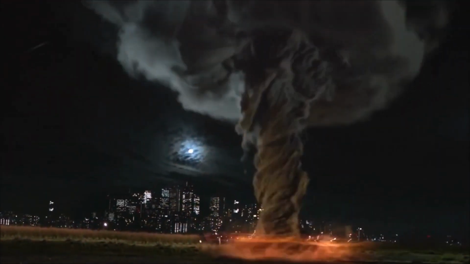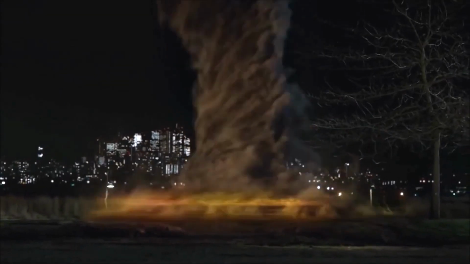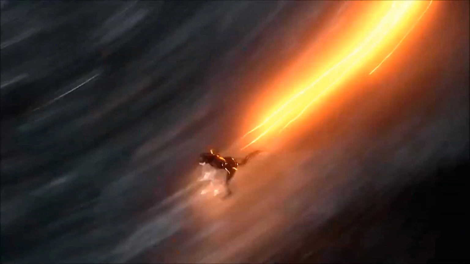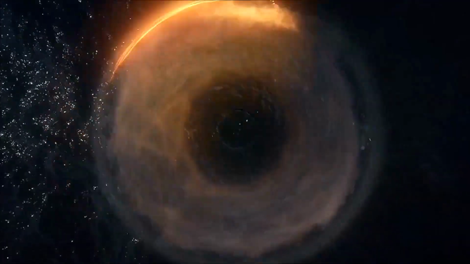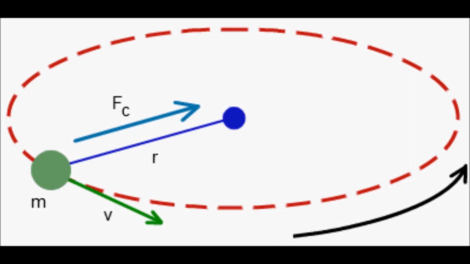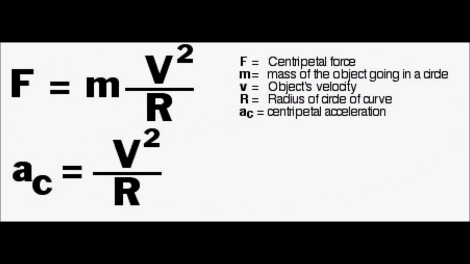In many cases, the Flash tends to run in a circular motion around his opposition in order to trap them. The Flash must experience a centripetal force to stay in that circular motion. The centripetal force is a force that acts on a body moving in a circular path that is directed toward the center around which the body is moving. In this case, the Flash is moving around the metahumans in the middle.